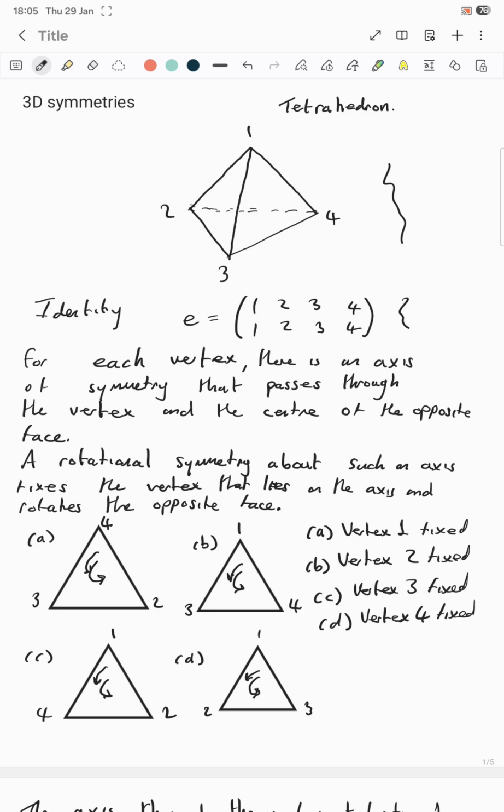Now, for each vertex, there is an axis of symmetry that passes through the vertex and the centre of the opposite face. A rotational symmetry about such an axis fixes the vertex that lies in the axis and rotates the opposite face. So in A, vertex 1 is fixed, and in B here, vertex 2 is fixed, and in C, vertex 3, and so on.